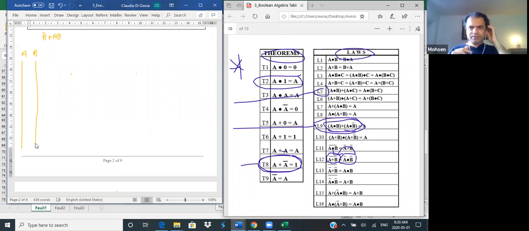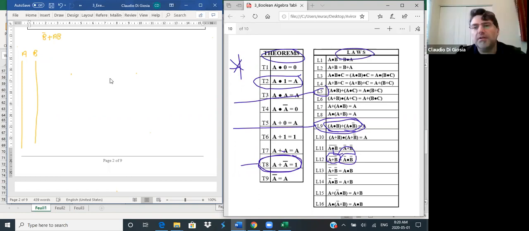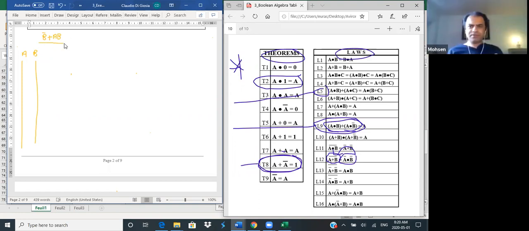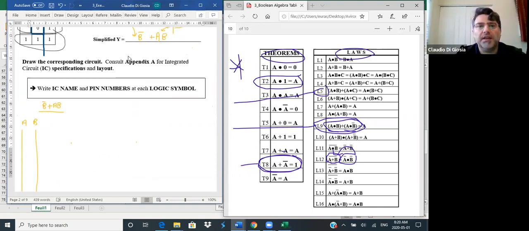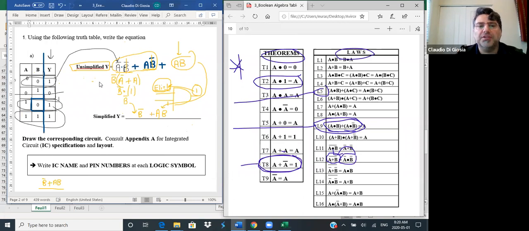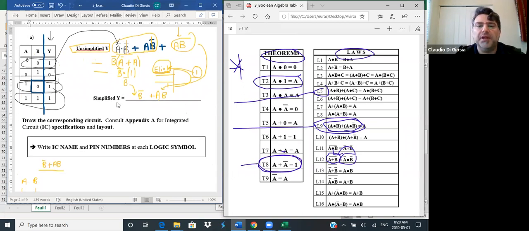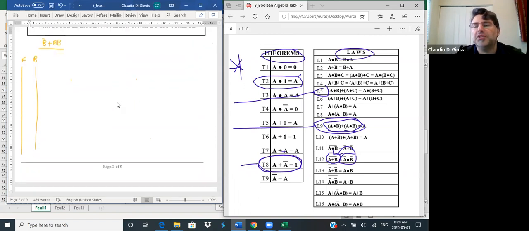Excuse me. The last answer is B naught plus AB, yeah? Yeah, you can probably go a bit further, but let's go with this. Let's draw this. Is it necessary to simplify it again? It's not necessary. Like I said, you could stop here. You could stop here as well. It's not necessary, but it's always good to simplify as much as possible.